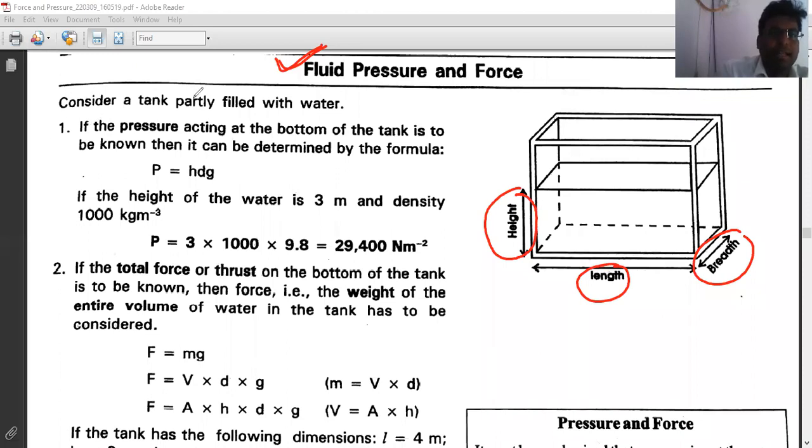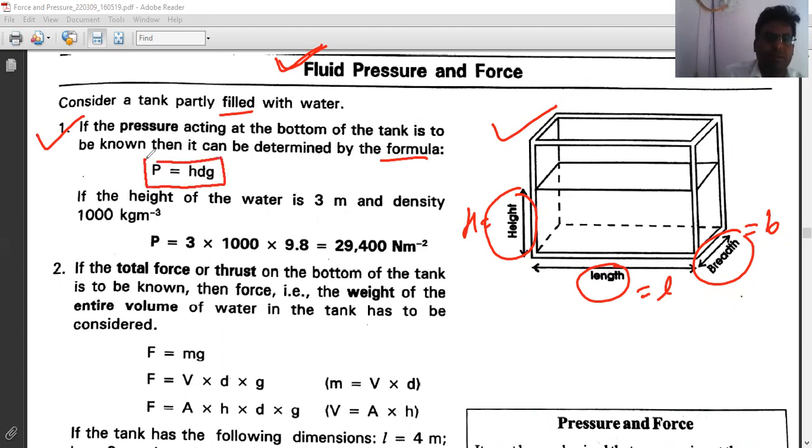So consider a tank partially filled with water. So this is your tank having height h, length l, and width b. Right. So if the pressure acting at the bottom of the tank is to be known, then it is determined by the formula pressure is equal to hdg. P for pressure, h for height, d for density of water, and g for acceleration due to gravity.